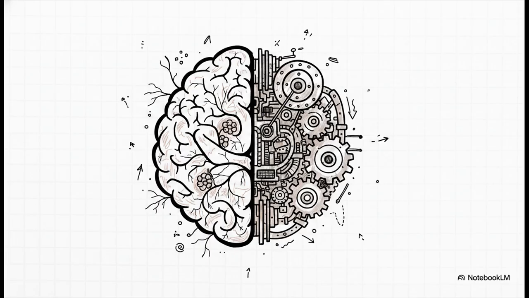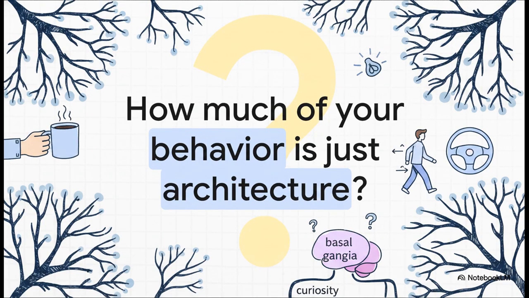The basal ganglia's ability to provide us with all this immense utility is completely dependent on its incredibly complex, precise architecture. Form and function are just inextricably linked. I want to leave you with one final thought, kind of circling back to where we started today. If your actions, your habits, and your everyday functions are strictly governed by these internal physical connections, well, how much of your behavior is just architecture? It's kind of a wild perspective shift, isn't it?